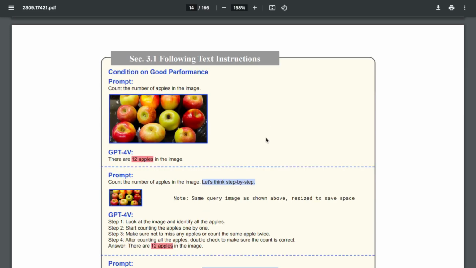So if you ask it a simple prompt, count the number of apples in the image, it gives you the number 12, which is wrong. We can count it ourselves, right? 1, 2, 3, 4, 5, 6, 7, 8, 9, 10, 11. We have 11 apples here.